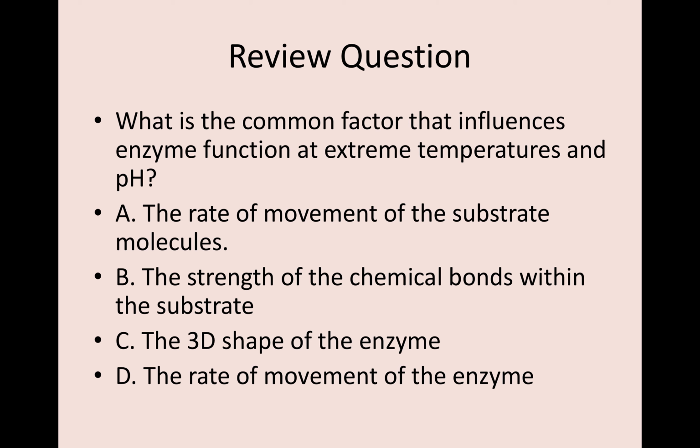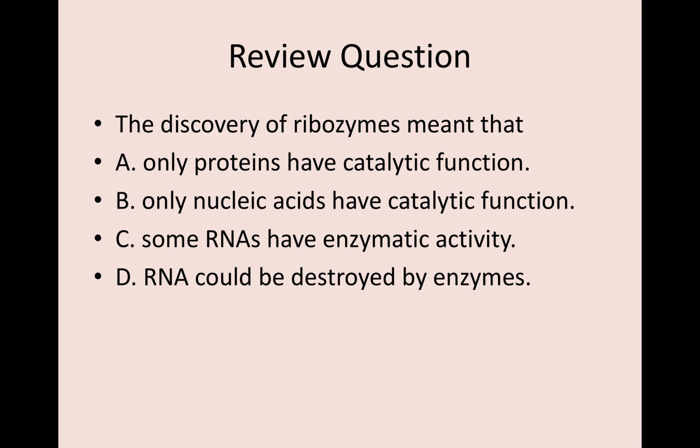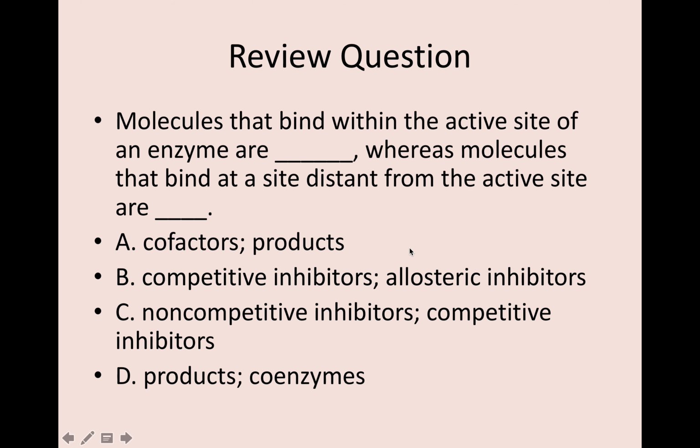Basically, it's asking why do enzymes malfunction when they're exposed to extreme temperatures and pH? And that is C. The shape of the enzyme changes. We mess up the levels of protein structure, either primary, secondary, tertiary, quaternary. Next, C. The discovery of ribozymes meant that some RNAs have enzymatic activity. Final one, molecules that bind with the active site of an enzyme are, that would be B, competitive inhibitors, and allosteric inhibitors.